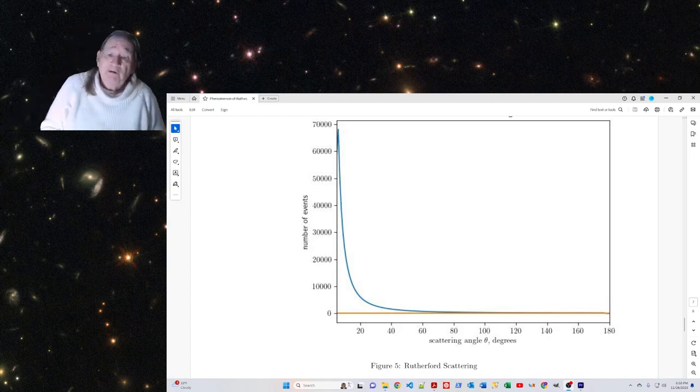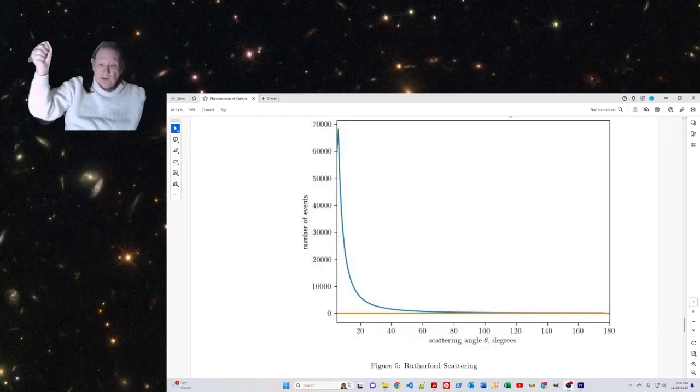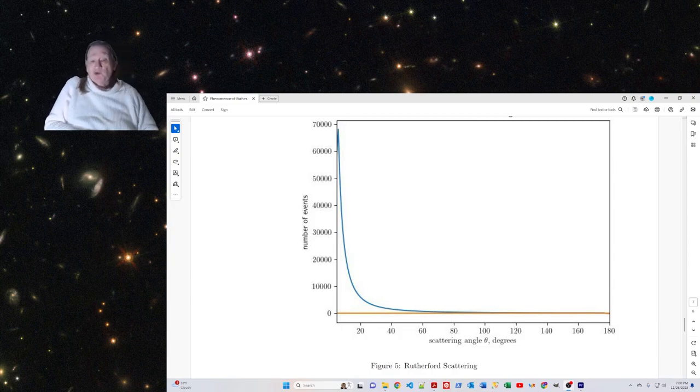Here are the experimental results from a computer simulation. On the horizontal axis is the scattering angle in degrees. The point on the left at 0 indicates the particle flying straight through, not being deflected at all. The point on the right at 180 degrees represents the alpha particle being reflected directly backward. And as you can see, most of the time the alpha particle does fly straight through.